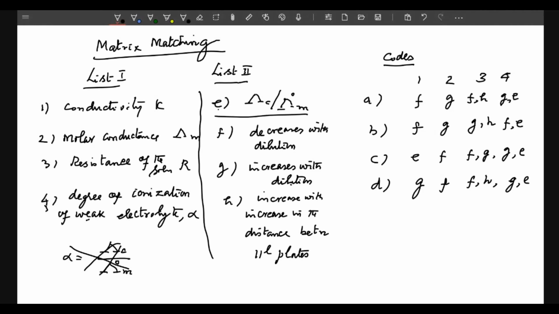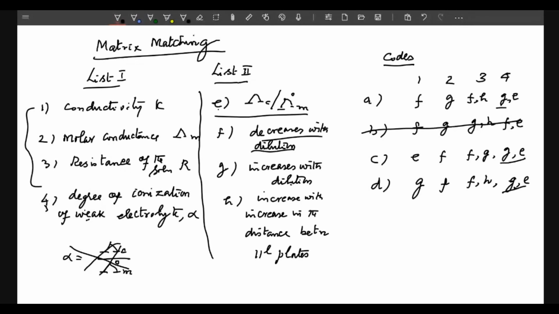Okay. Then we will go for the next one. It decreases with the dilution of these three parameters. Degree of ionization of the weak electrolyte increases with the dilution. We have already known this one. Therefore, for these four, two responses are there, E and G. What are the E and G? E and G, E and G. Therefore, B is not the possible one. Okay. Then we will go for the next one.